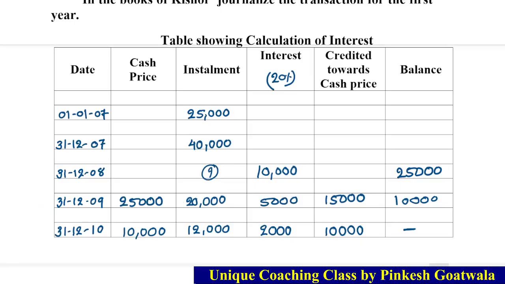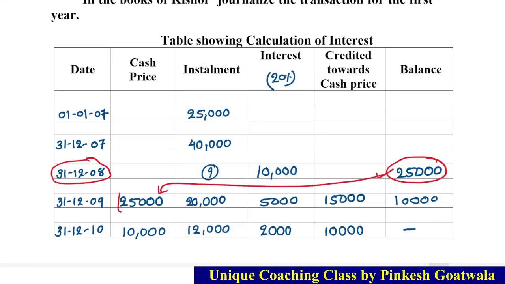Okay, so here now think properly. It's a very simple easy point. On 31st December 8, balance 25,000. Okay, we transfer this balance here next year. આ balance આપણે અહીંયા transfer કરીએ છીએ. We transfer this balance here.